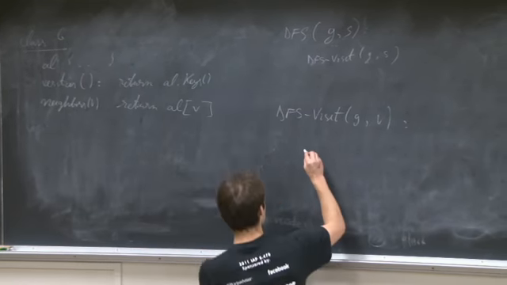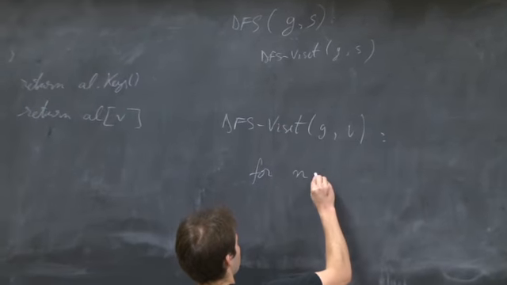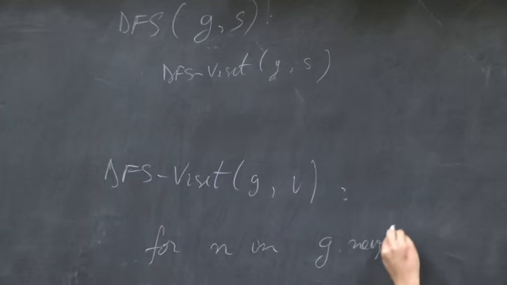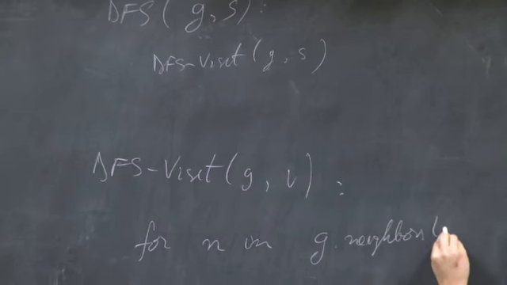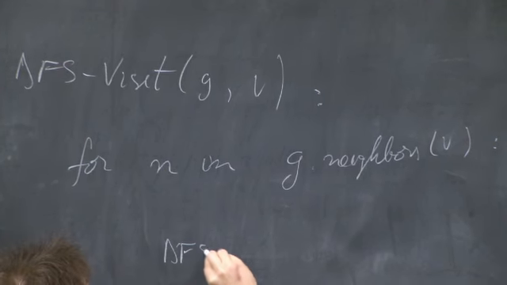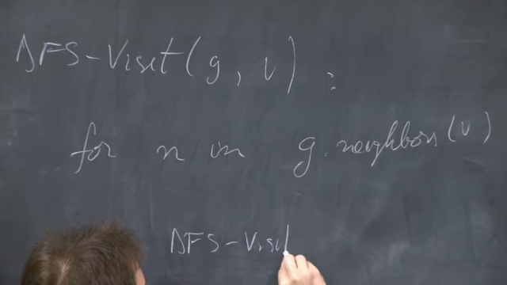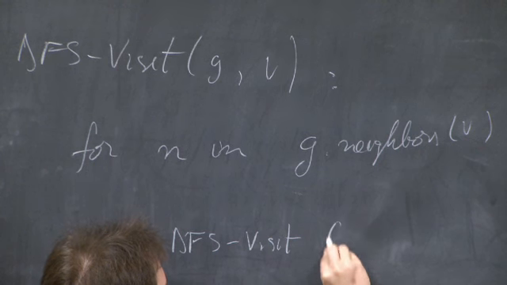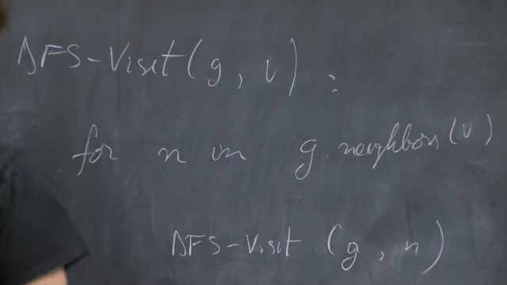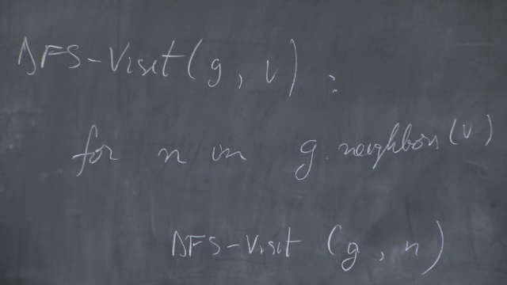So for n in G dot neighbors of V, call DFS visit of G and n. So this is the basic idea. It has some holes that we need to fill because otherwise it doesn't quite work.